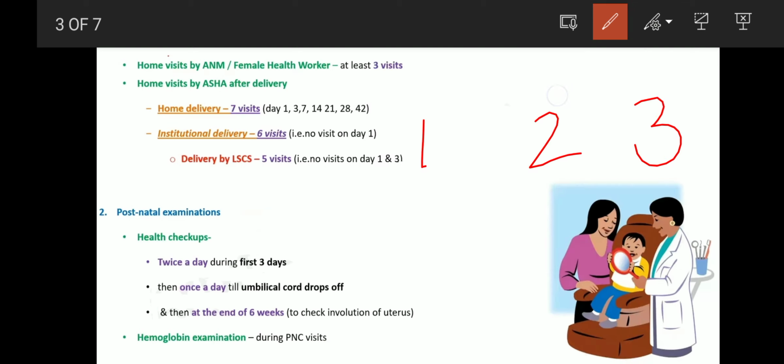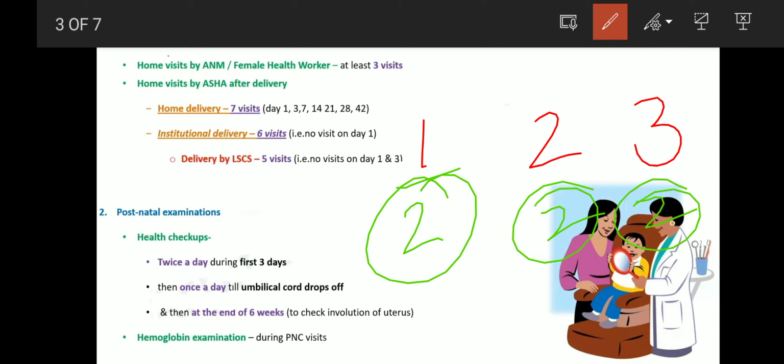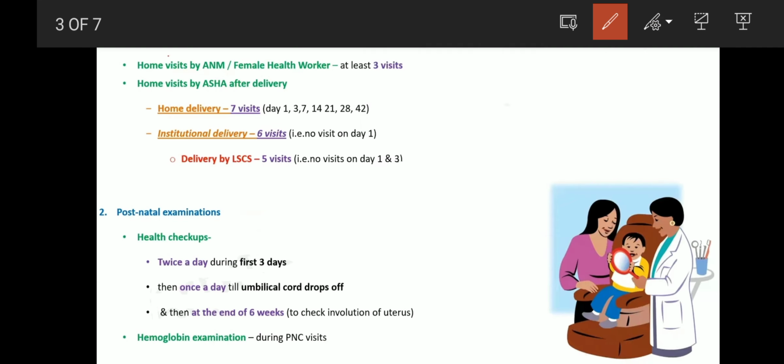So we see first day, second day, third day, she has to make 2 visits. Two health checkups have to be done. Not visits, health checkups. And once a day, a health checkup has to be done until the umbilical cord of the baby falls off. Okay, done. And then at the end of the 6th week, to check the involution of the uterus.